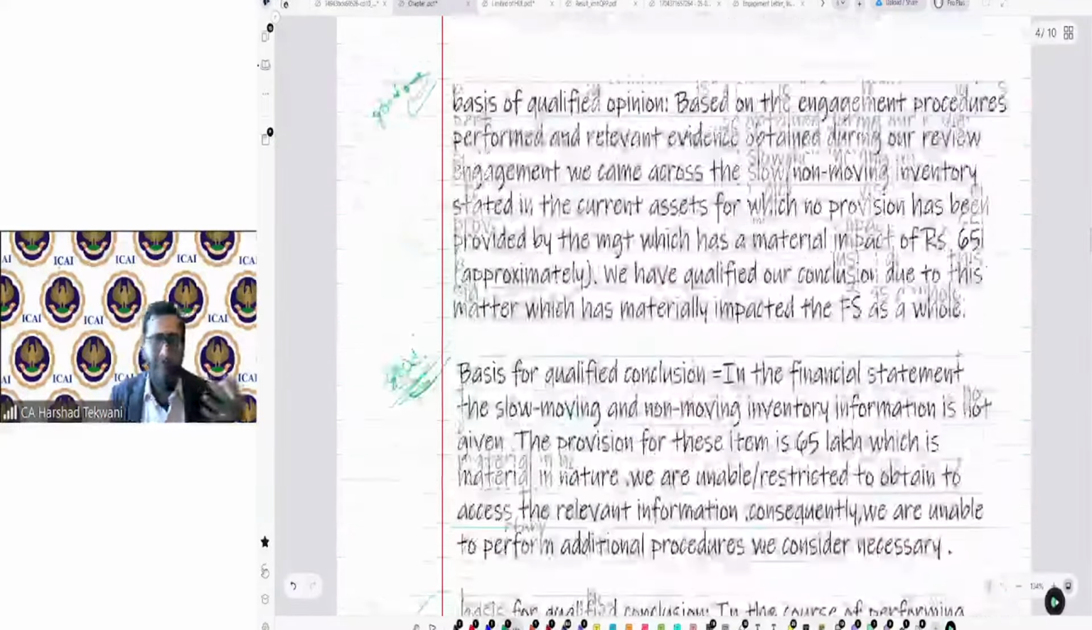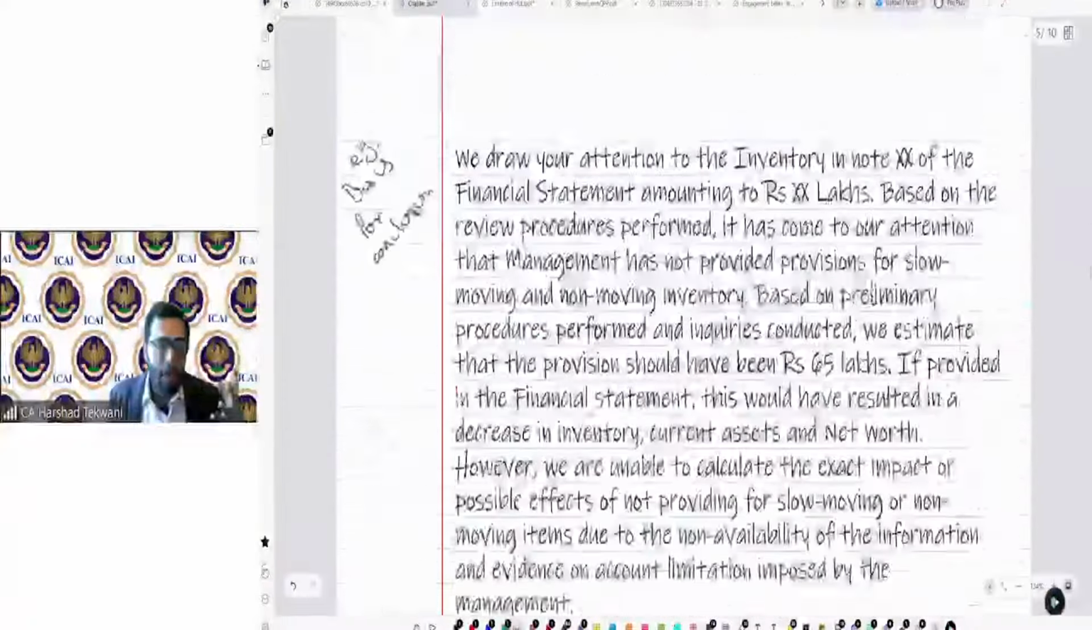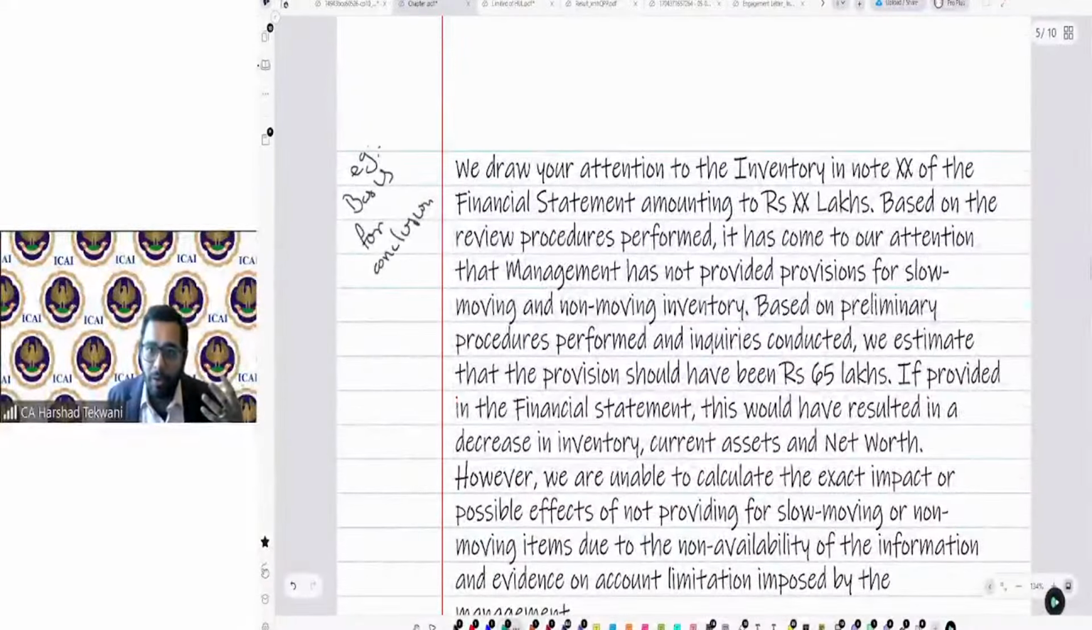So I hope you guys now understand how we need to write a basis for conclusion paragraph with respect to a modified conclusion in this case. Clear? Any doubt, guys, with respect to this? Any doubt? Okay. If not, let's proceed further.